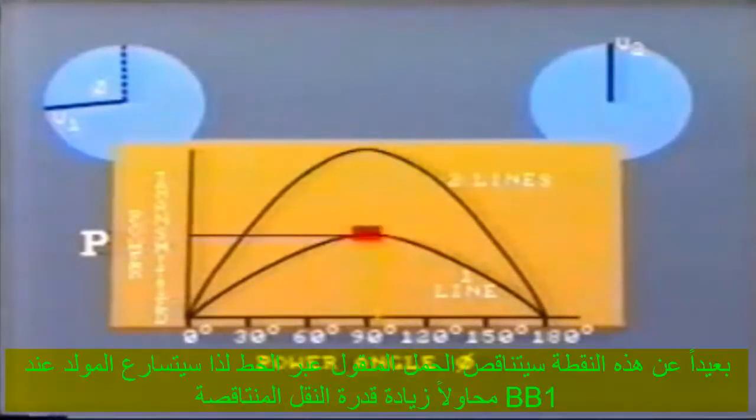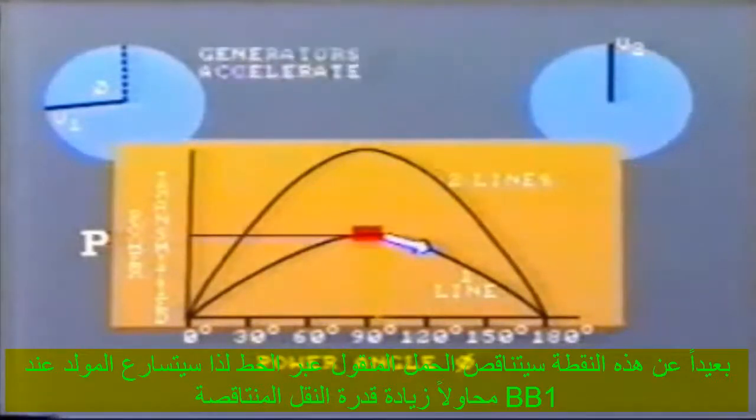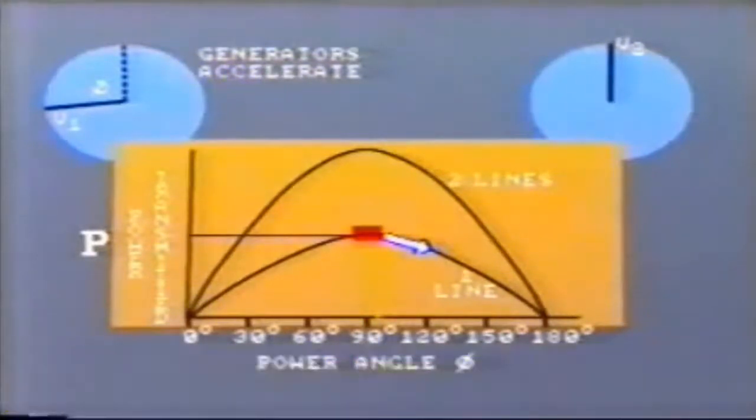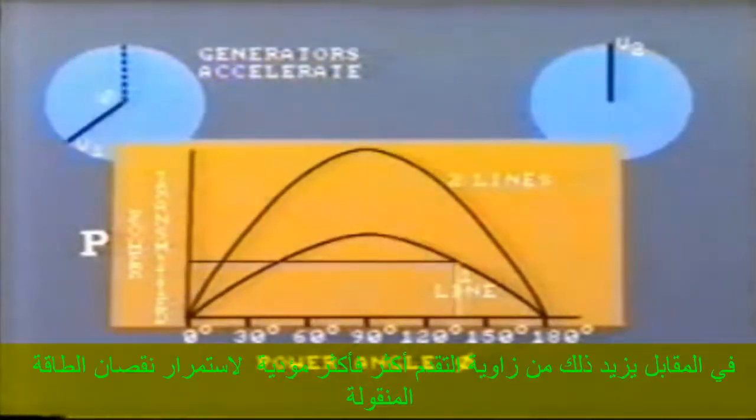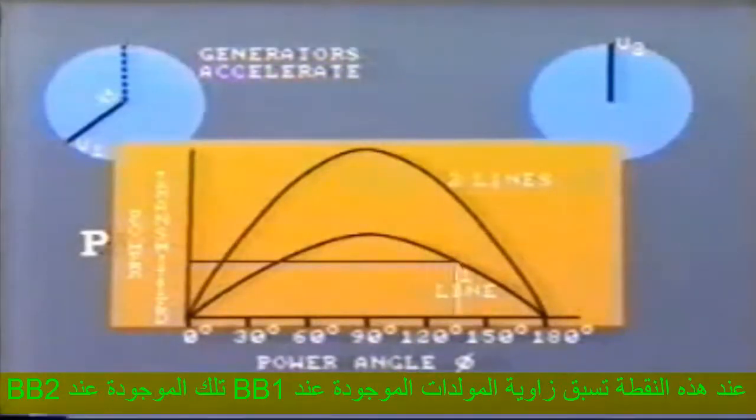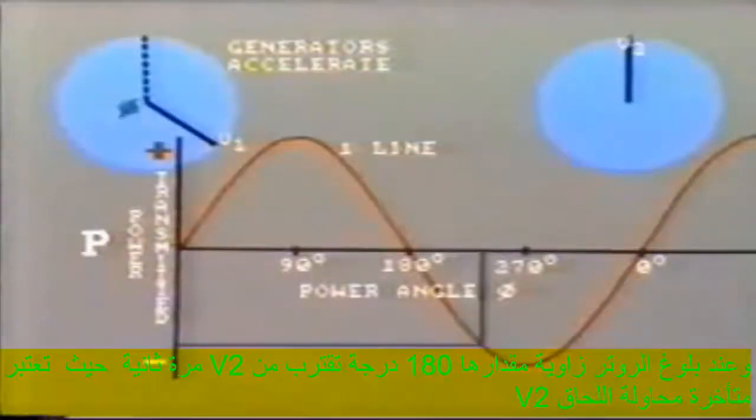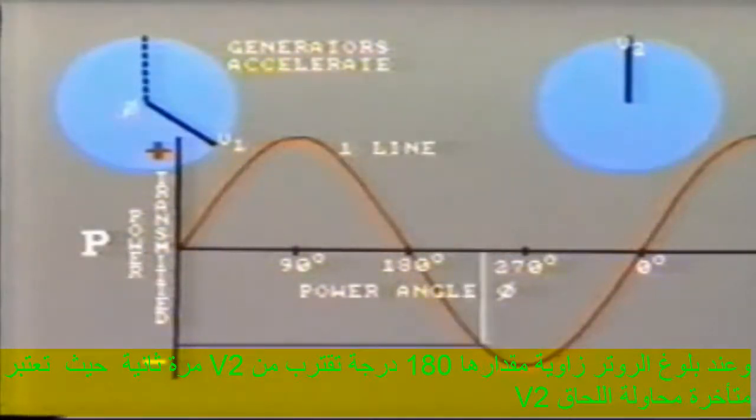Beyond this point, the load transfer across the line actually decreases, so the generators at bus 1 accelerate in an attempt to increase the load transfer. This in turn increases their angle of lead even farther, so that the power transfer continues to decrease. At this point, the generator rotors are advancing on those at bus 2. When the rotor passes the 180-degree mark, it's now approaching V2 again, so it can be considered to be lagging. It is trying to catch up to V2.